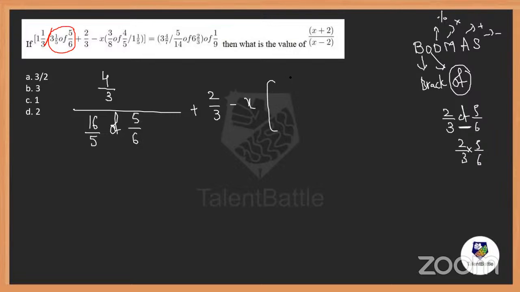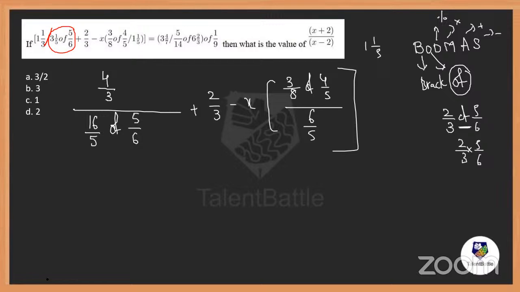And here it is 3 by 8 of 4 by 5 divided by 1 1 by 5. Again, I am going to write it in terms of normal fractions. 1 1 by 5 means how much? 6 by 5. 6 by 5. So first what we will do, we will solve this one. Then we equate it to the other expression they have given.